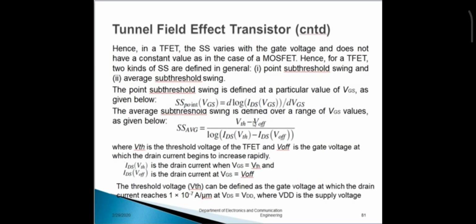VTH is the threshold voltage of the TFET and VOF is the gate voltage at which the drain current begins to increase rapidly. IDS at VTH is the drain current when VGS is equal to VTH. IDS at VOF is the drain current when VGS is equal to VOF. The threshold voltage can be defined as the gate voltage at which the drain current reaches 10⁻⁷ at VDS equal to VDD, where VDD is the supply voltage.